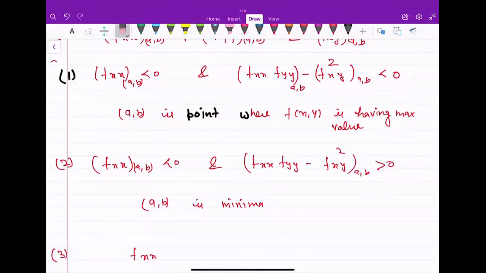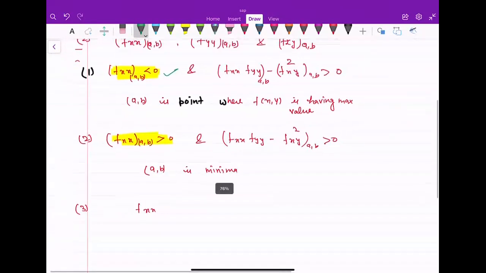Actually, in this case, we will check, it is greater than 0, both the cases. Here you have to check the function value fxx. If it is less than 0, it is maximum. If it is greater than 0, then AB is minimum. So we have to compute fxx fyy minus fxy square. If it is greater than 0, then we will check the function value fxx at the critical point AB. If it is less than 0, then the function is having maximum value. If it is greater than 0, the function is having minimum value.